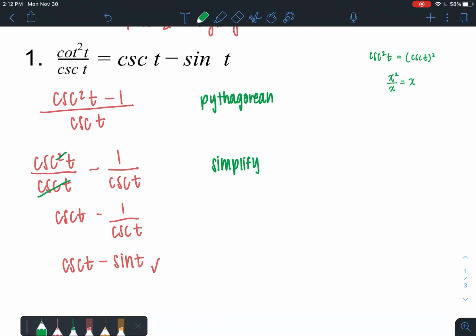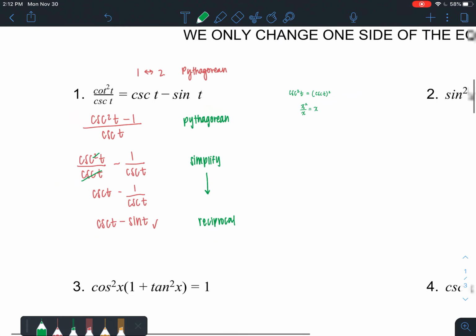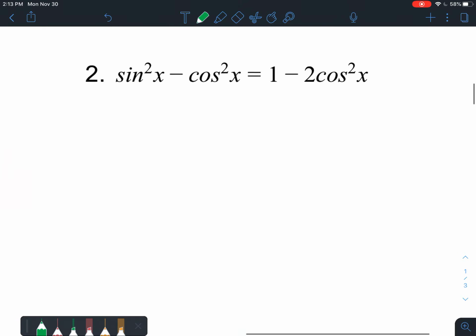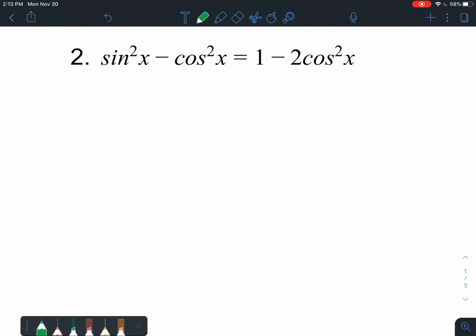Simplify. And then here we use the same thing, just simplified. And then we used a reciprocal identity for that last one. Okay. So let's look at this next one here. I would strongly suggest you go ahead, pause, try it on your own, and then we'll come back together.